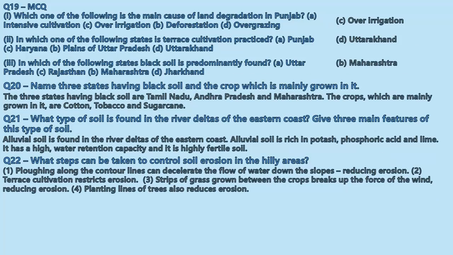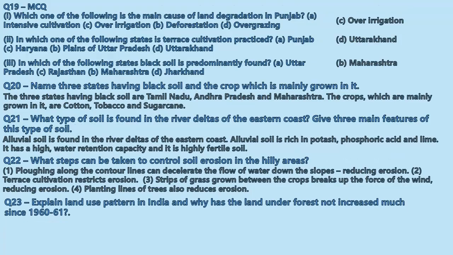What steps can be taken to control soil erosion in hilly areas? So we have already looked at this. Plowing along the contour lines will decelerate the water flow, reducing erosion. Terrace cultivation will restrict erosion. Planting of strips of grass between crops breaks the force of wind and reduces erosion. And planting lines of trees also stops wind and stops soil from moving around, and it reduces erosion. So these are the 4 ways where you can reduce the erosion.